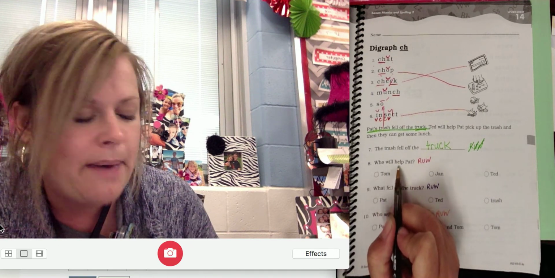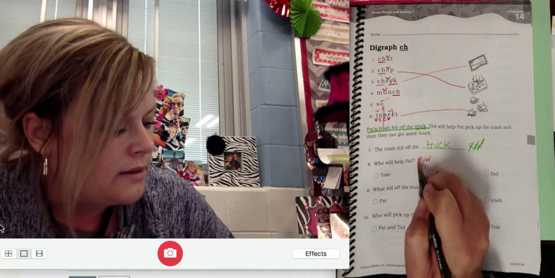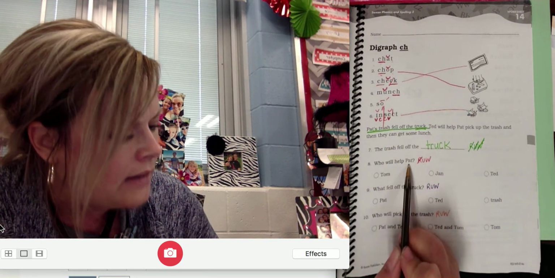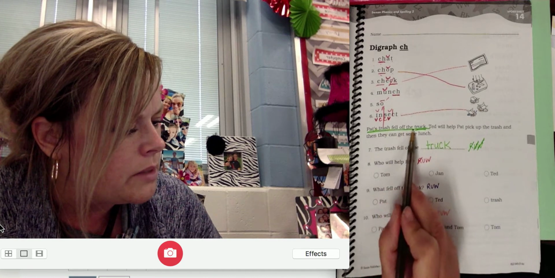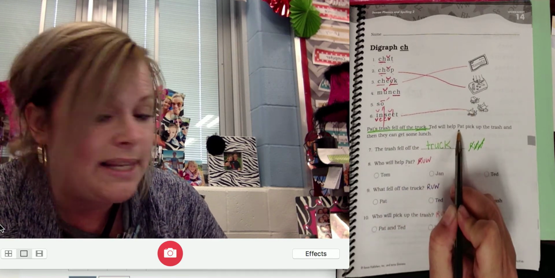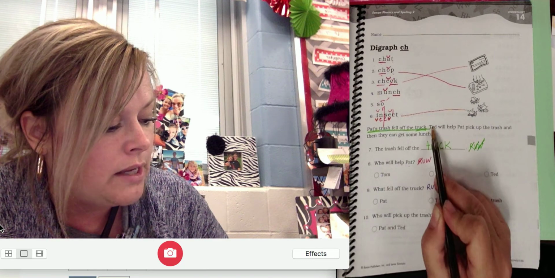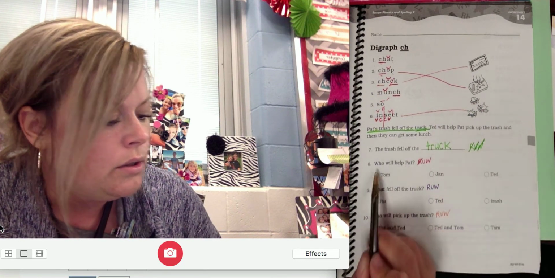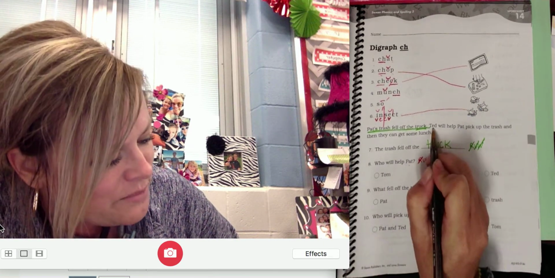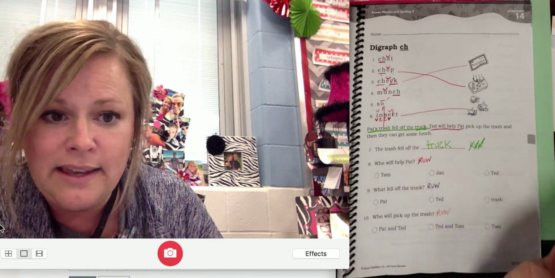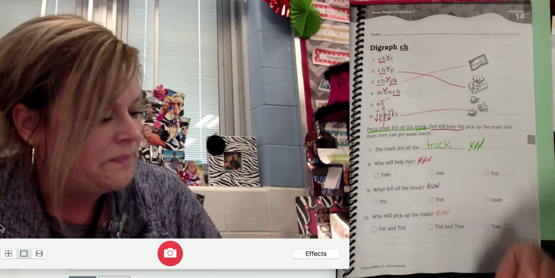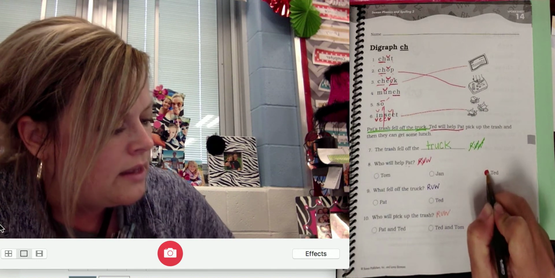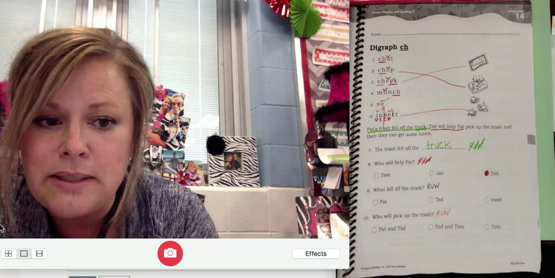Who will help Pat? Well, we just read. Let's go back in the story and look. Who will help Pat? Help Pat. I saw that word somewhere. Help Pat. I bet it's in this sentence. Go back to the beginning and read. Ted will help Pat pick up the trash. Who will help Pat? Ted will help Pat. Right there it is. So I underlined it. Now I'm going to write by filling in the circle next to Ted. Cross out my W I wrote in the bubble.